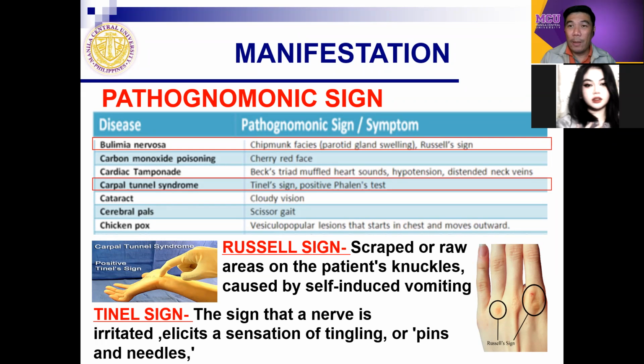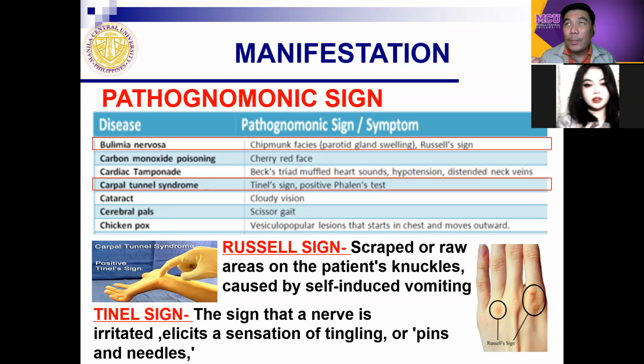The parotid gland is the one affected in mumps. So this is what it looks like, the face looks like a chipmunk's. In bulimia nervosa, there is swelling of the parotid gland. Then there is Russell sign. What is Russell sign? Russell sign refers to the knuckles. If you will notice, their knuckles have scrapes, raw areas.